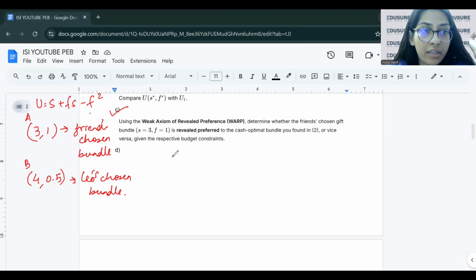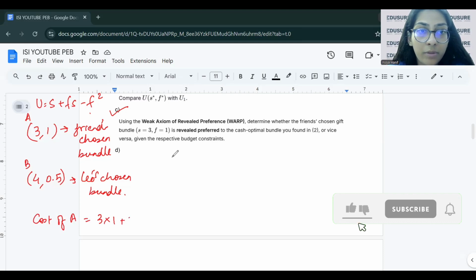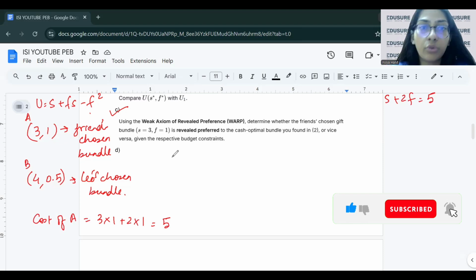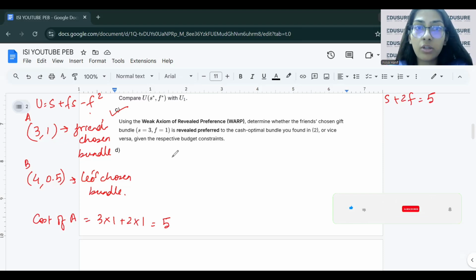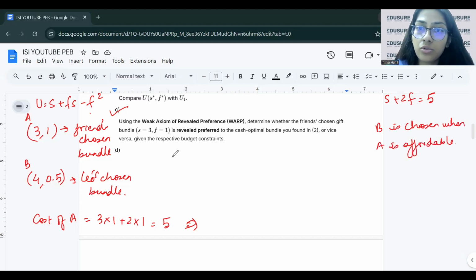Suppose this is A and this is B. Is A affordable or not? So cost of A is what? 3 into 1 plus 2 into 1, which is 5, right? So yes, this is exactly in the budget because Leo's new budget line हो गया था s plus 2f is equal to 5, right? So this is affordable, okay? So basically B is chosen when A is affordable, right? Leo ने B choose किया था even when A was affordable. So B is directly revealed preferred to A, ठीक है.